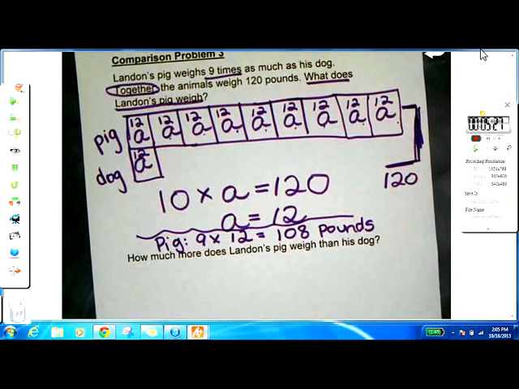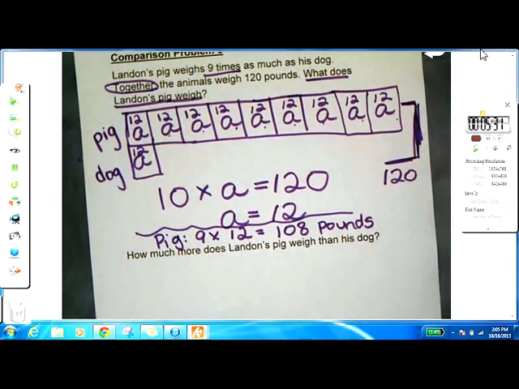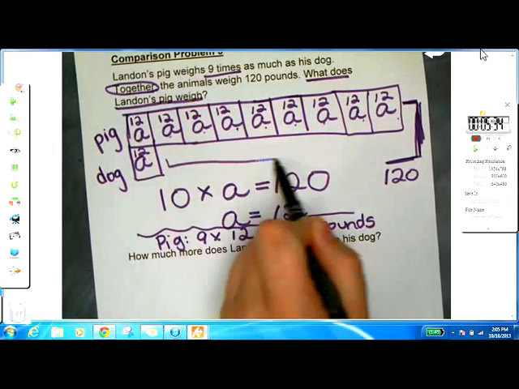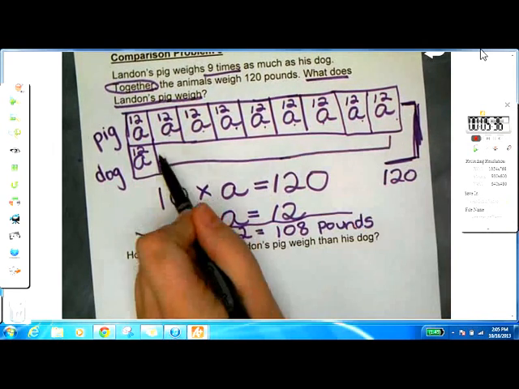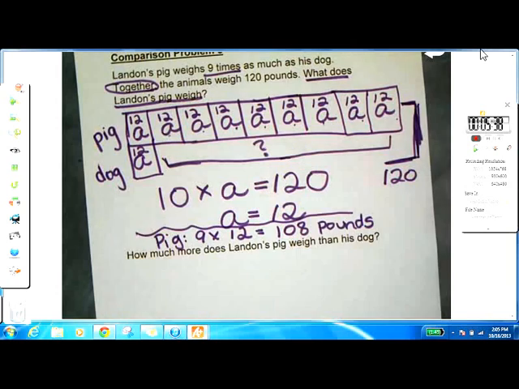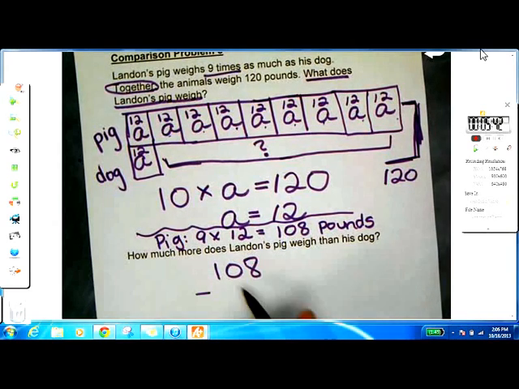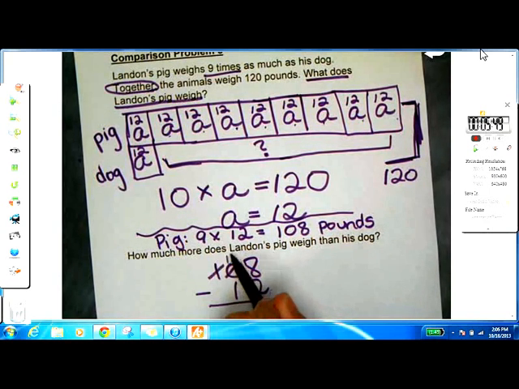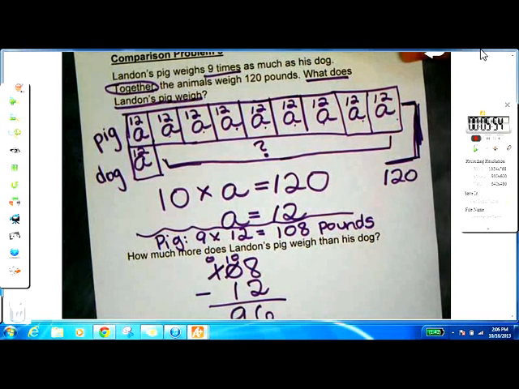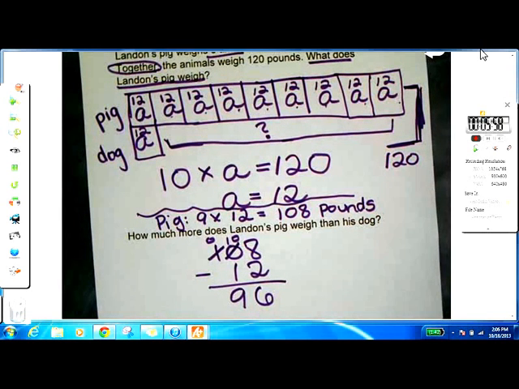Then we get an additional question. How much more does Landon's pig weigh than his dog? That means that we need to find this missing piece. What's the difference? So we found out that the pig weighs 108 pounds. Now we need to subtract the weight of Landon's dog. 8 minus 2 is 6. We need to regroup. 10 minus 1 is 9. 96 pounds is the difference between the pig and the dog.